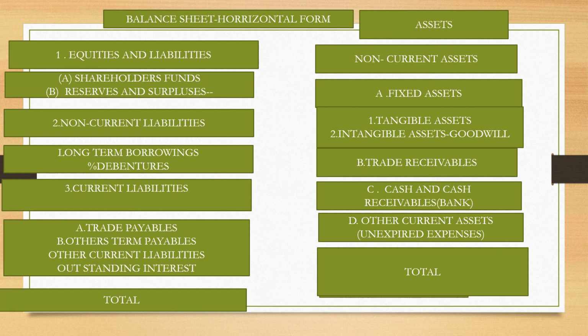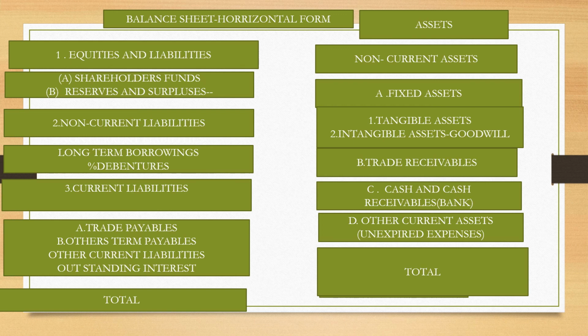Sorry, that was the vertical form of the company balance sheet. Now we are coming to the horizontal form of balance sheet. First is equity and liabilities. In equity and liabilities, we have shareholders' funds, and reserves and surplus. Shareholders' funds, I have already told you: equity shares, preference shares, retained earnings. And under reserves and surplus, you may have capital reserve, general reserve or revenue reserve or reserve fund, then capital redemption reserve, and statutory reserve. These types of reserve are put under reserves and surplus.